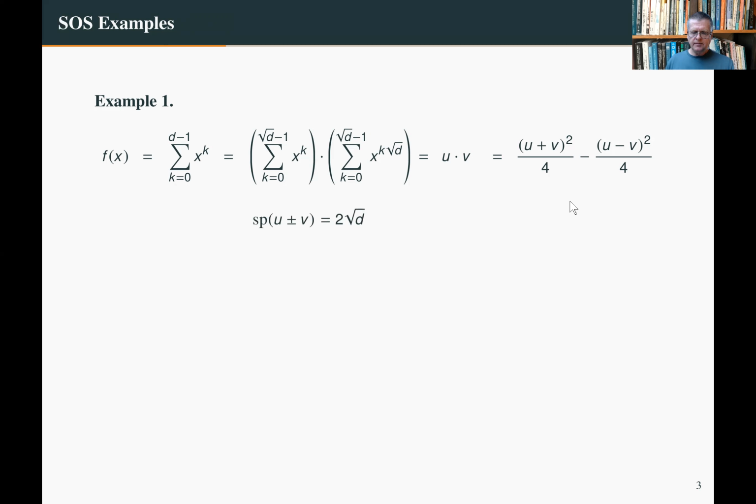And so we can conclude that the sparsity of u plus v or u minus v has sparsity 2 times square root d, and therefore support sum of f is bounded by 4 square root d. So remember the lower bound from before, that was square root d, so that means we are essentially at the lower bound, except for the constant factor.